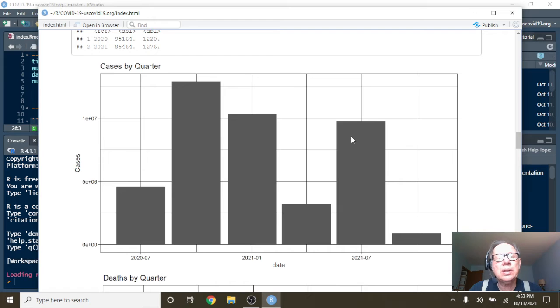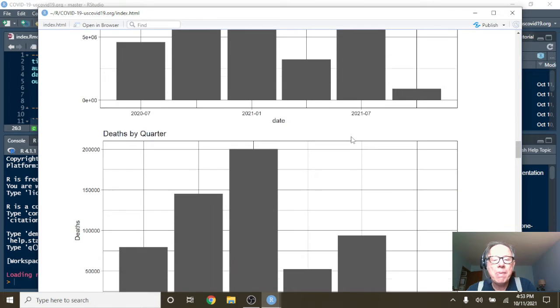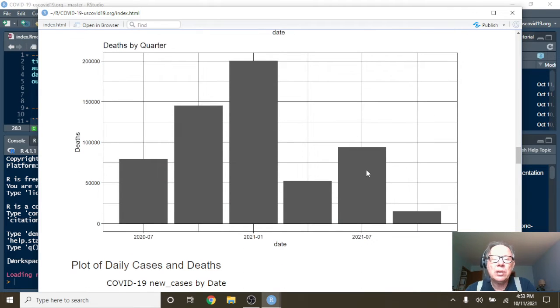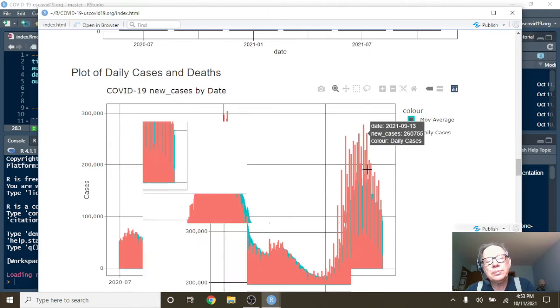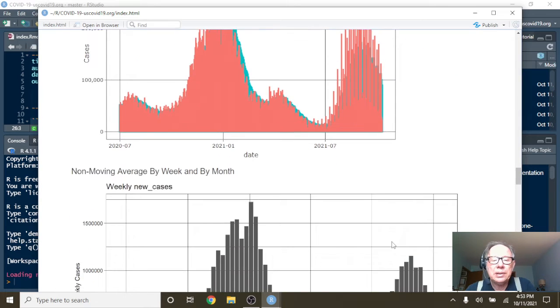This of course is the number of cases by quarter. You can see that the third quarter of 2021 was the third most cases so far, and you can see that the third quarter of 2021 deaths was the third most deaths so far. Let's just skip this here. Let's go down to here.